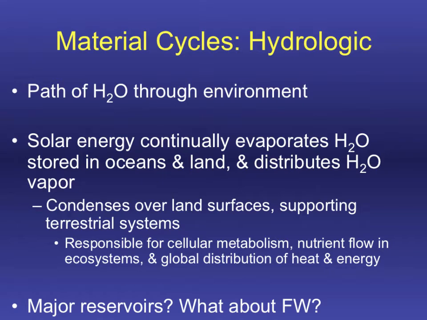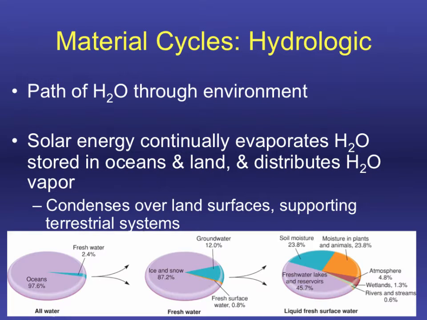The major reservoirs of water, obviously the oceans for salt water. Freshwater is very limited compared to saltwater. As we'll see, freshwater is one of the most limiting resources we have on the planet, believe it or not. The biggest freshwater reservoir is actually in the form of ice. So big glaciers and ice caps contain massive quantities of fresh water, and also groundwater. Those are our two main sources of fresh water. Rivers and lakes and streams and ponds do represent fresh water, but they're very limited in quantity as compared to some of the other reservoirs.